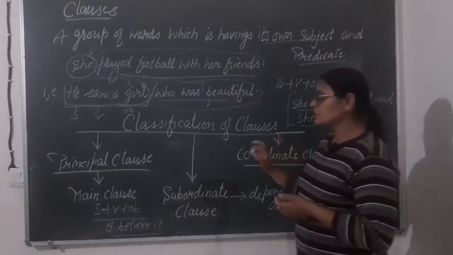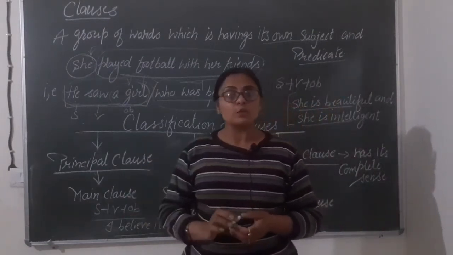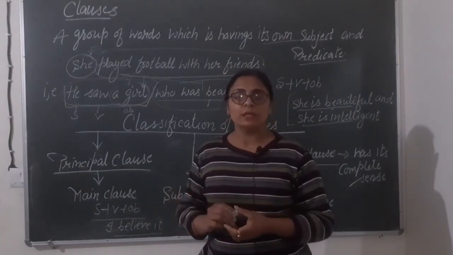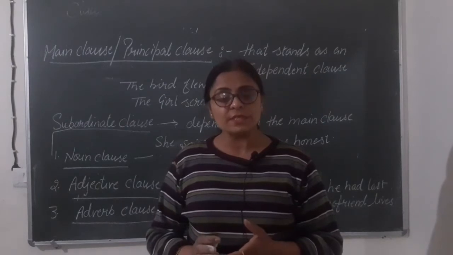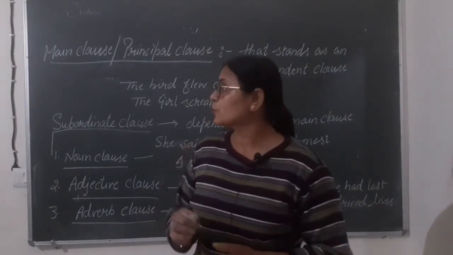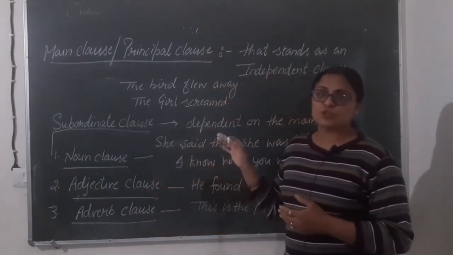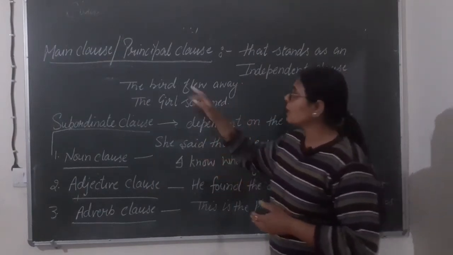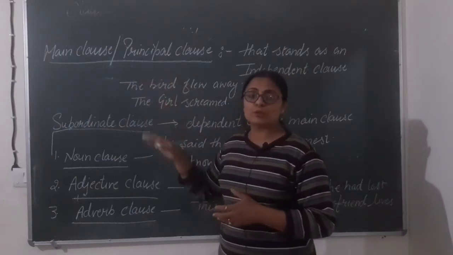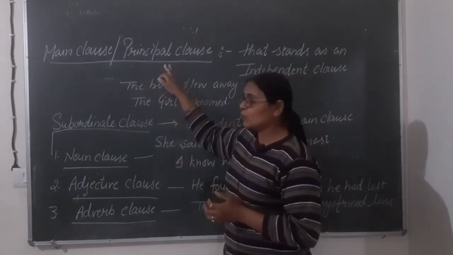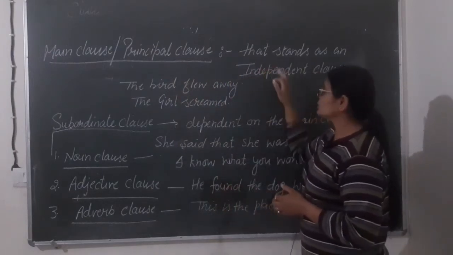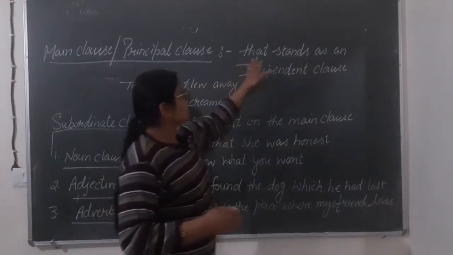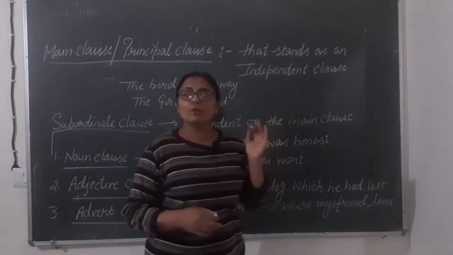Okay. Now we will discuss the main clause: how to identify the main clause and what is the use of the main clause in sentences. As we were discussing the classification of clauses, for that I have written main clause and subordinate clause here. Then we will see the types of subordinate clause also. First we will discuss what is the main clause or principal clause. The main clause or principal clause is one that stands independent, means it stands as an independent clause.